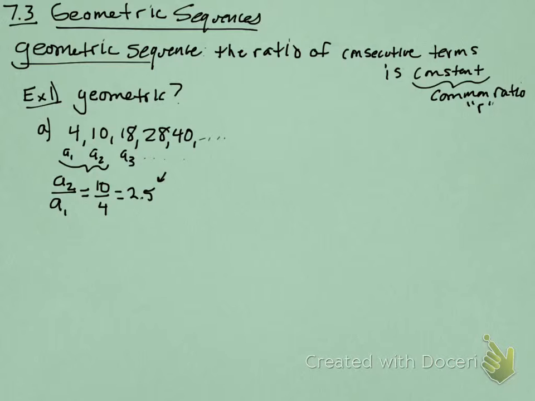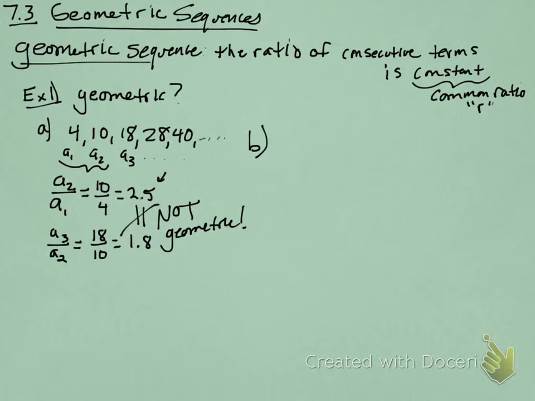Let's see what happens now if we divide the consecutive terms, the third term, a sub 3, by the second term, a sub 2. The third term is 18. If we divide that by the previous term, 10, that's going to be 1.8. Right there I'm going to stop because these are not the same. 2.5 does not equal 1.8, so this would not be geometric. Let's go on to B.